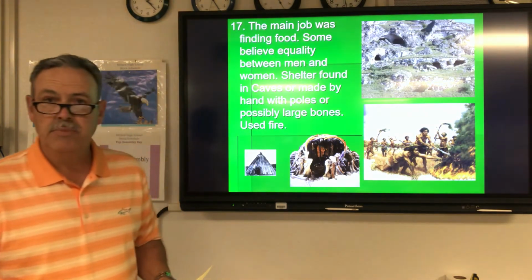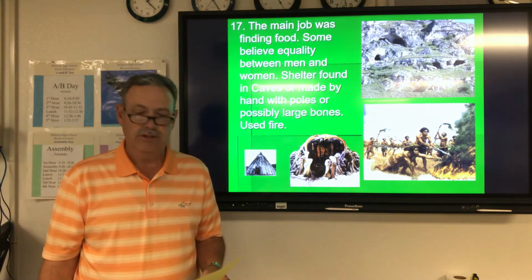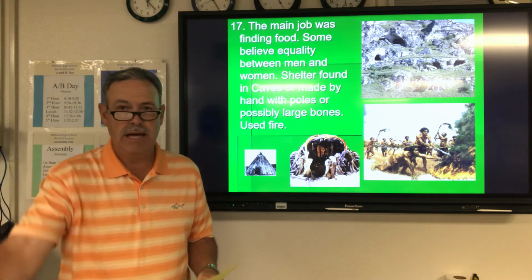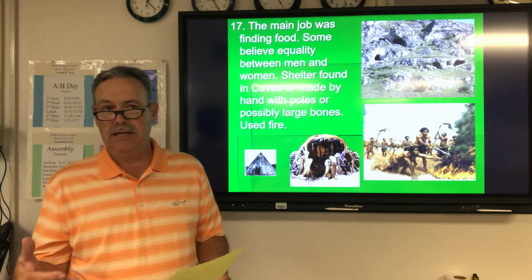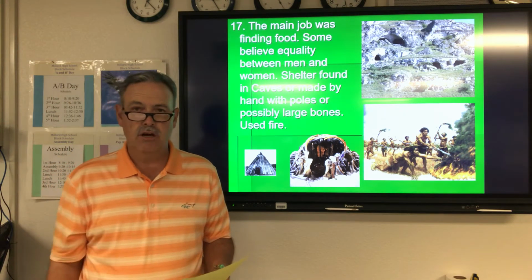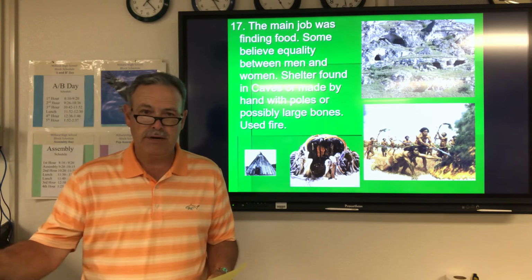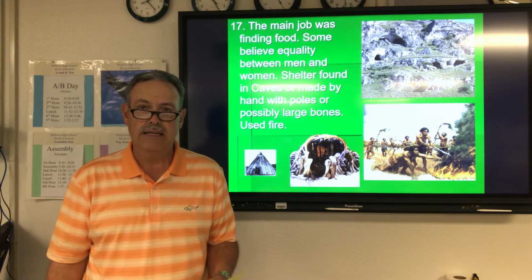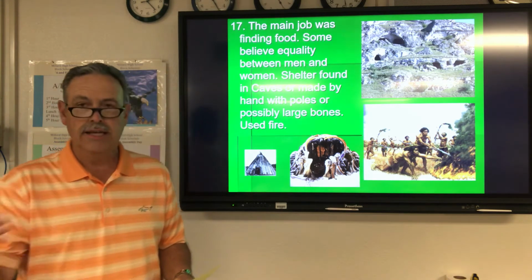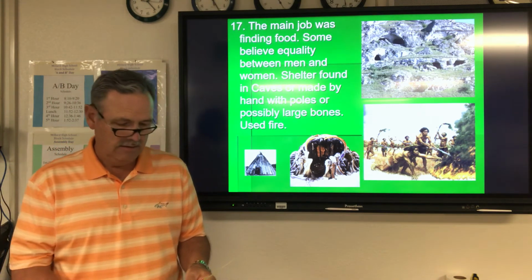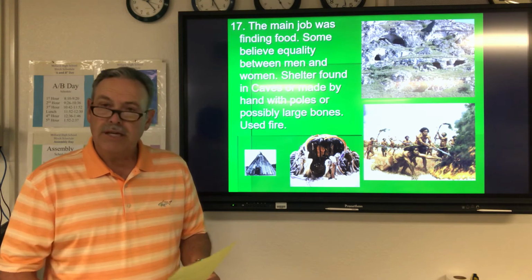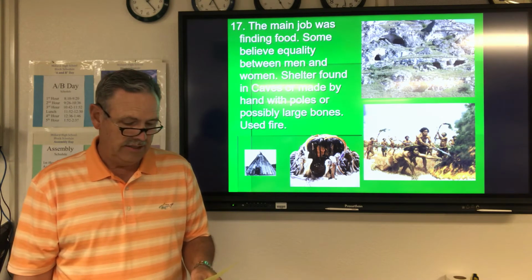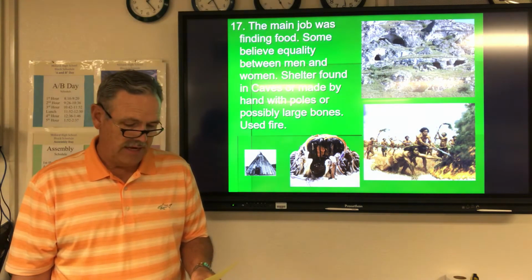So the main job of these people was to obtain food. Whether it be following a migrating herd of animals, or searching along the way as you're traveling and looking for nuts and berries, fruits, roots, just whatever things that you could find to eat, that's what their job was. Later on, they would become more settled. They believed that there was some equality between men and women, even this early in history. There is evidence of that.